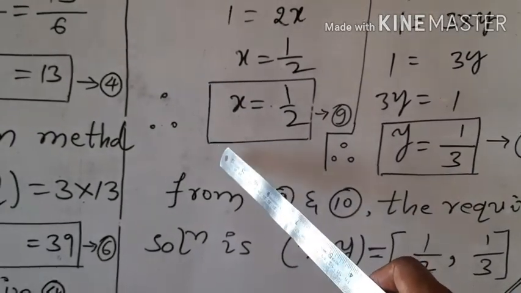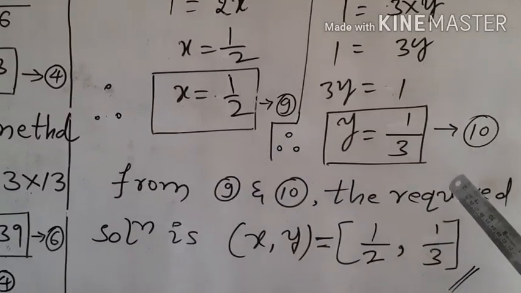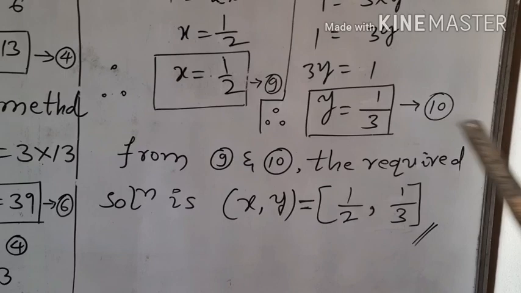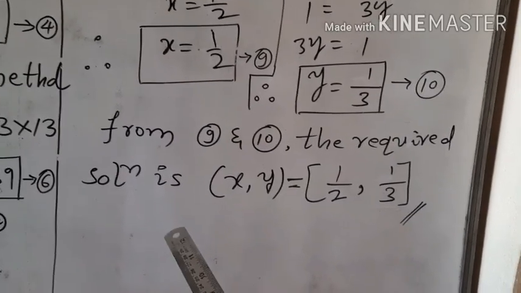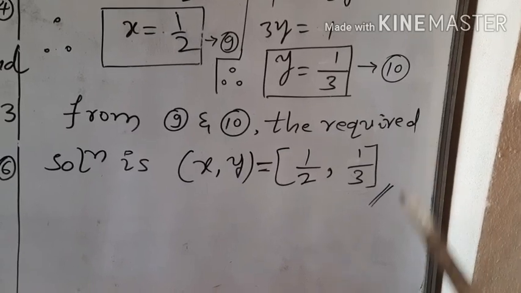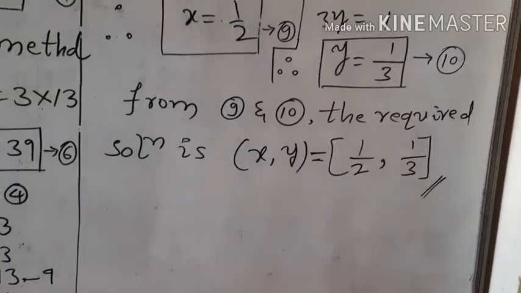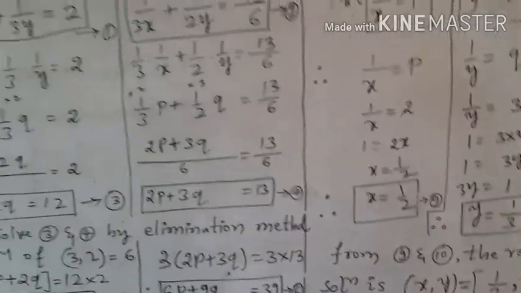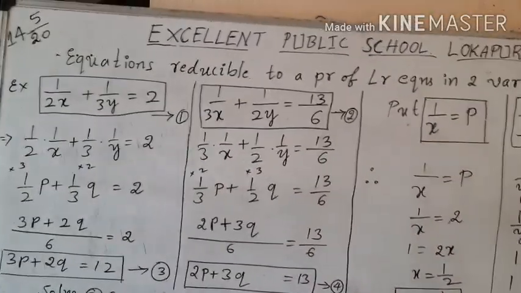So x value is 1 by 2, y value is 1 by 3. So from equations 9 and 10, it's clear that the solution is, okay, x comma y, that is 1 by 2 comma 1 by 3. Right. This is how we find the solution for this pair of linear equations.